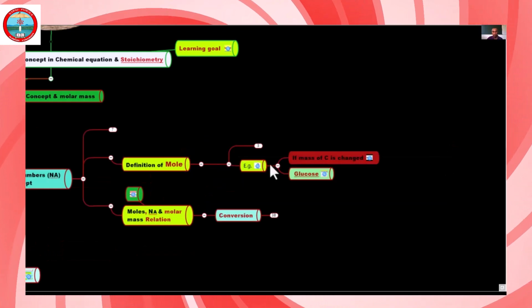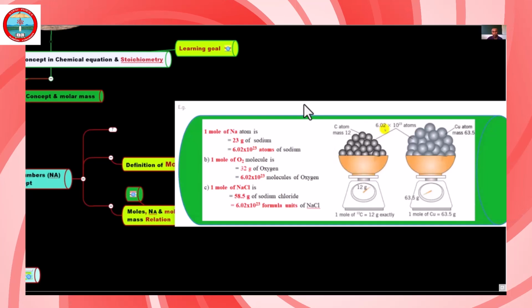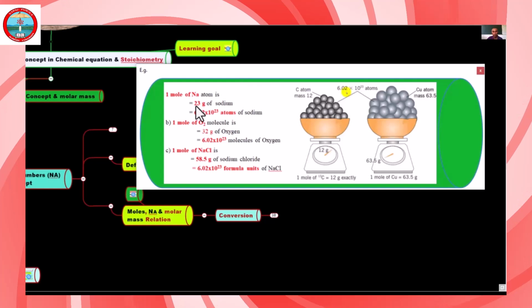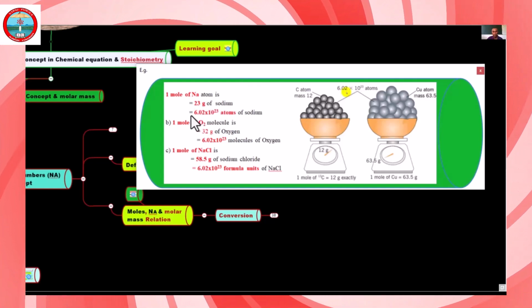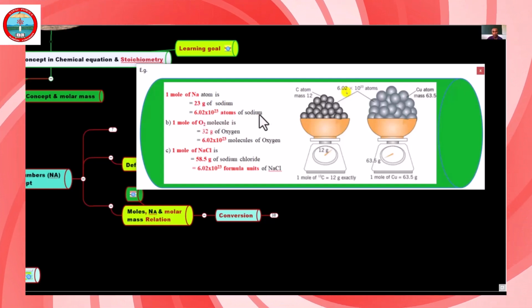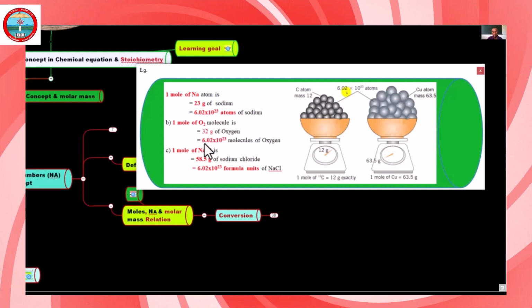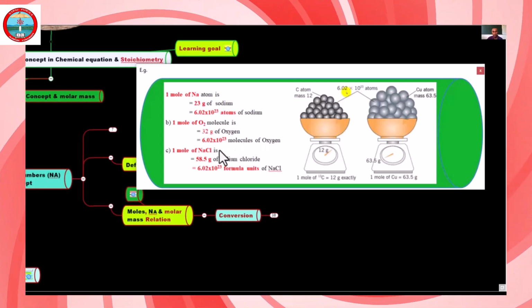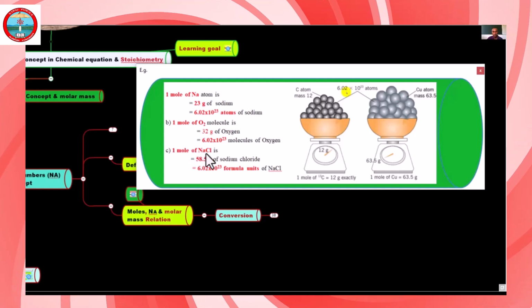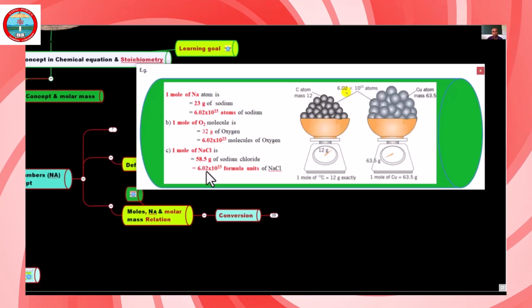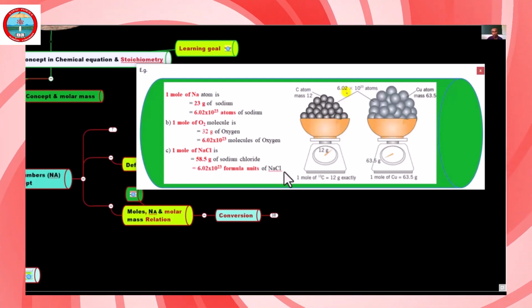Another is about the examples. 1 mole of sodium atoms is equivalent to 23 grams of sodium, and this is again equivalent to 6.022 times 10 raised to positive 23 atoms of sodium. Similarly, 1 mole of oxygen molecules is equivalent to 32 grams of oxygen, and this is equal to the Avogadro number of molecules of oxygen. And in terms of the compound, 1 mole of sodium chloride is equal to the molecular mass of sodium chloride, and this is equal to the Avogadro number of formula units of sodium chloride.